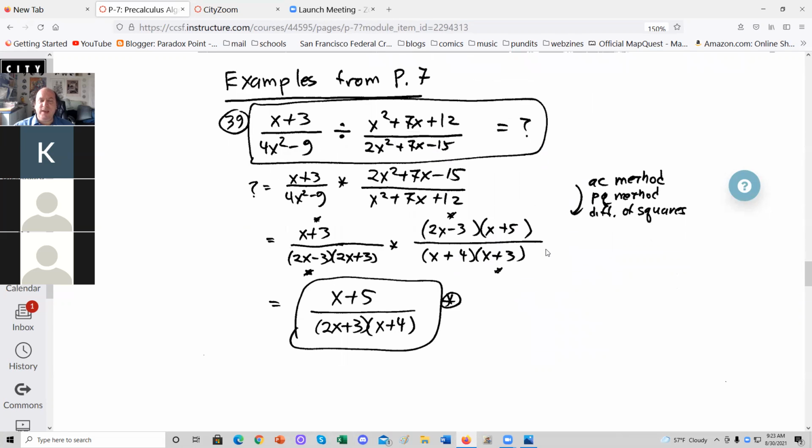And quickly skipping over a fair amount of work involving factoring quadratics, that not being the issue of this section, and we've covered it before. I'll just briefly say that 4x squared minus 9 is 2x minus 3 times 2x plus 3. This, after a certain amount of work, gets you 2x minus 3 times x plus 5. This again factored to x plus 4 times x plus 3. Well, okay, x plus 3's cancel, off they go. 2x minus 3's cancel, off they go. We're left with x plus 5 over 2x plus 3 times x plus 4. And there it is.